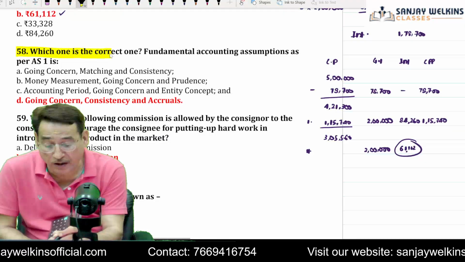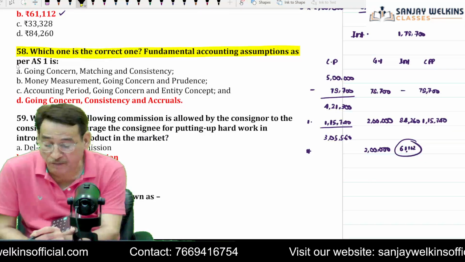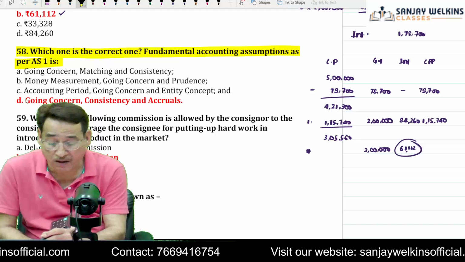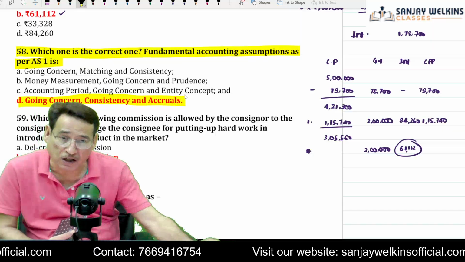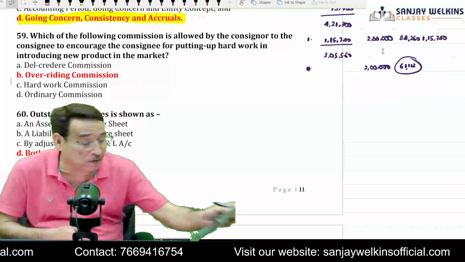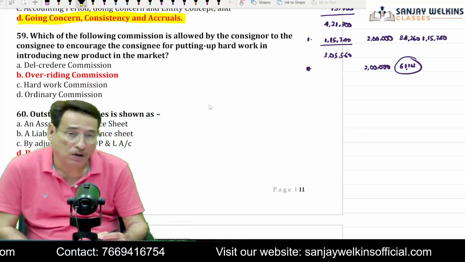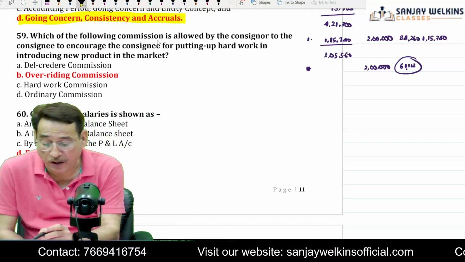Which one is correct one? Fundamental accounting assumption as per AS 1 is going concern, consistency, and accrual. These are 3 fundamental accounting assumptions, and on lots of occasions we have seen this question has been asked.